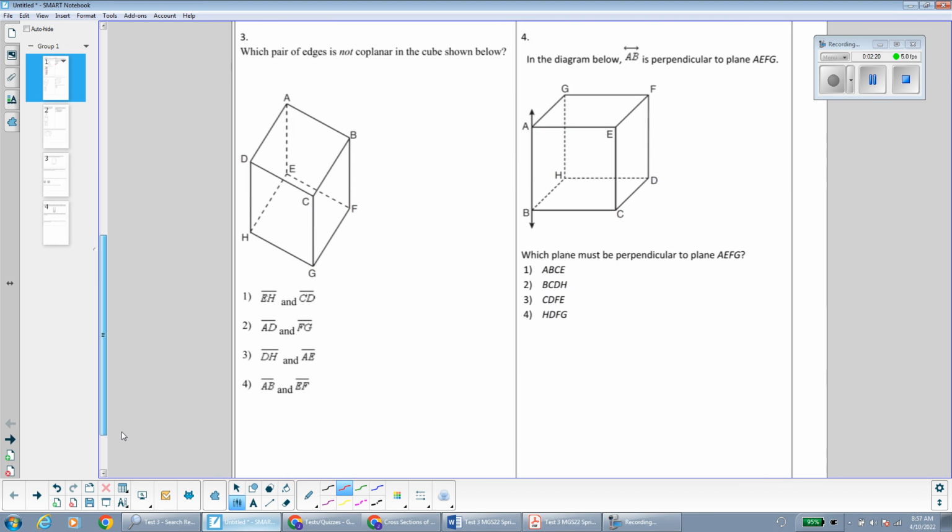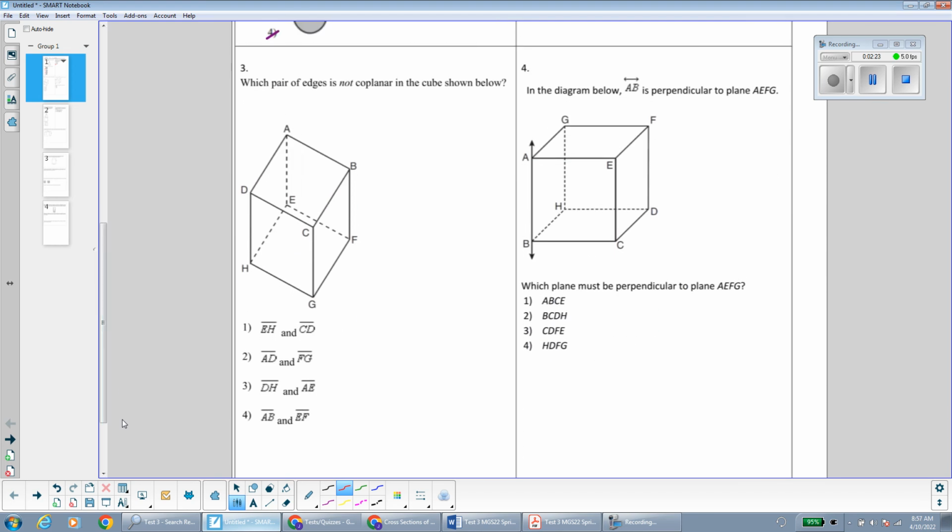Which pair of edges is not coplanar in the cube shown below? What it's asking for is which pair of edges are not on the same plane? Which one can we not draw a plane for that has the edges on it? Taking a look answer choice by answer choice, EH and CD. Those kind of cross over each other, so I'm not really seeing how we can draw a plane that has both of these on it. So I'm going to put maybe a check mark next to it to let us know that this might be the answer choice. Let's check out the rest.